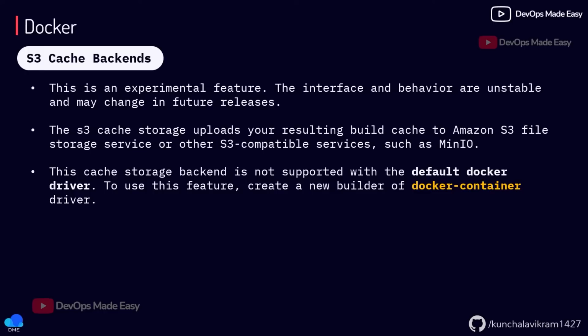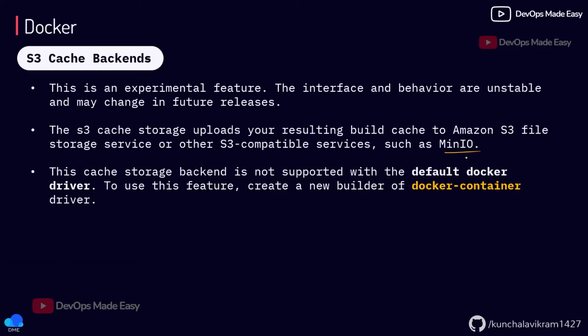Got it? So this S3 cache backend not only uploads your cache to AWS S3, it also supports S3-like services like Minio. So this also supports S3-like storage, like object storage. You can also, in fact, set up your own Minio internally and then use it to store the cache.